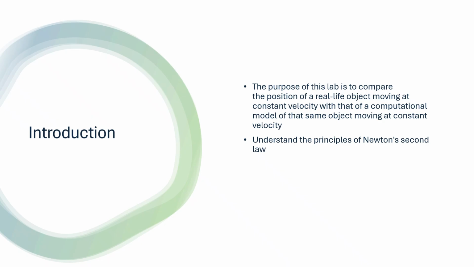The purpose of this lab is to compare the position of a real-life object moving at constant velocity with that of a computational model of that same object moving at constant velocity. This lab is also to help us understand the principles of Newton's second law.